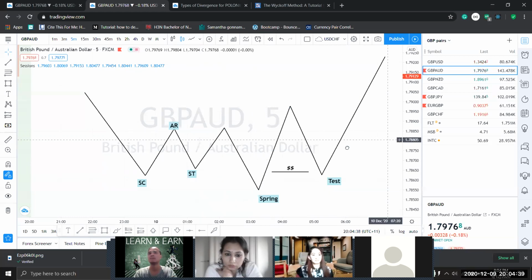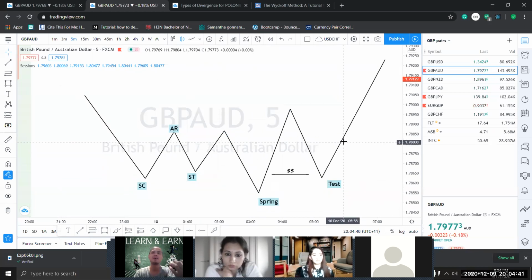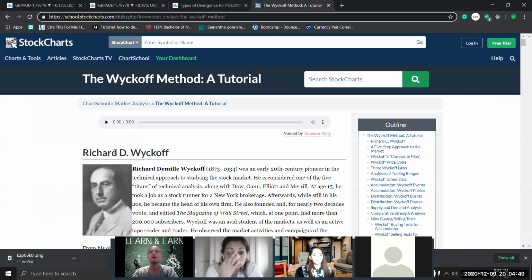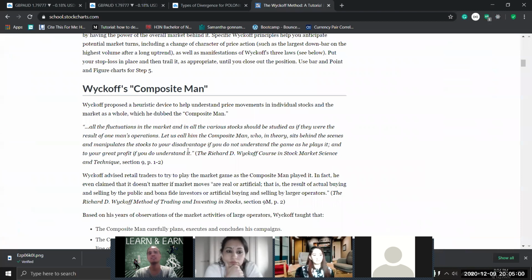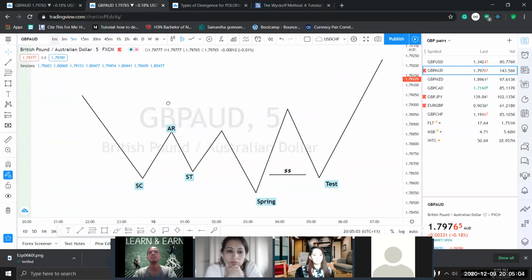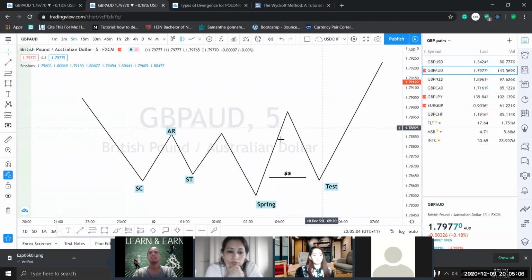So this was a very quick Wyckoff. Again, I recommend you go through those Wyckoff logic. You can read about Wyckoff's composite man. That is the composite man at the banks, the person who is trying to get a lot of profit in the market. Okay, so I think that's it for today, guys.